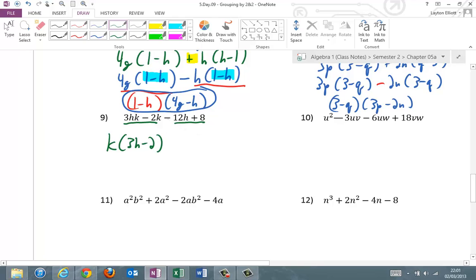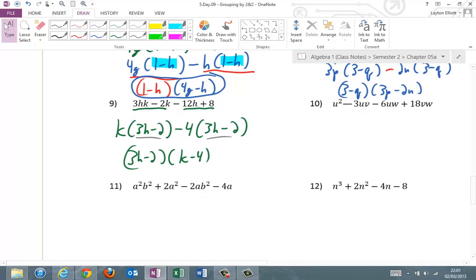In my second 2, when you see a minus, we want to take out a negative. I'm going to take out a negative 4, and that's going to leave me with a 3h, and I took a negative 4 out of an 8, so that's minus 2. Now the 3h minus 2, those are identical, so that comes out in front, and I'm left behind with a k minus 4. Big thing here, though, is that minus.